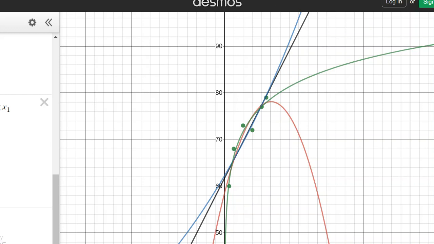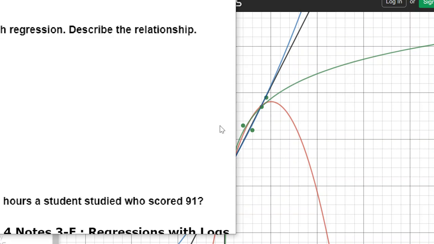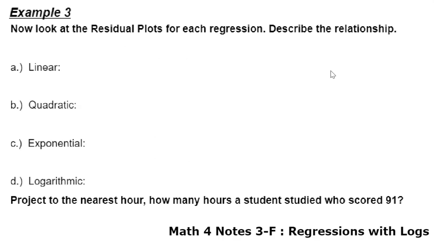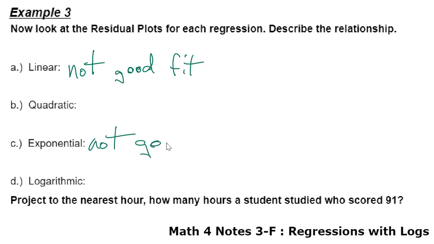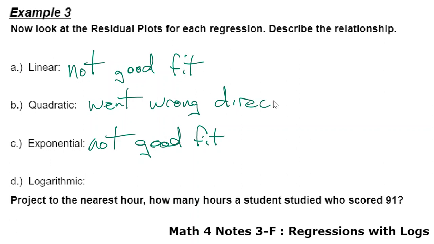So we're going to go back and say about the other ones that the blue and the black, the linear and the exponential, were not a good fit. The quadratic went in the wrong direction. We really don't see anybody spending more than 10 hours suddenly losing points. So our logarithm seems to be the best fit.